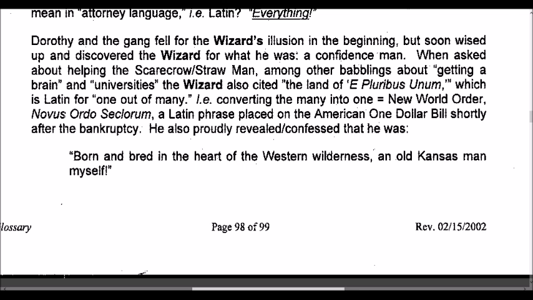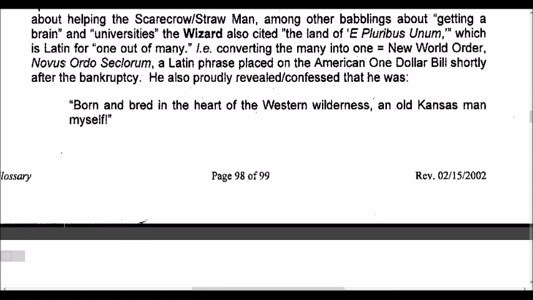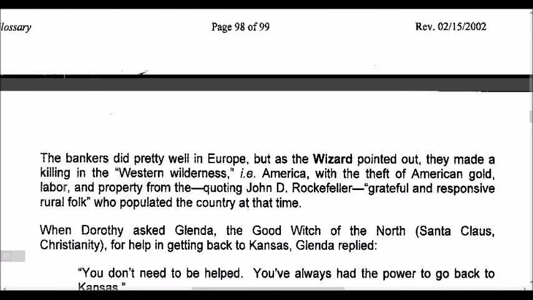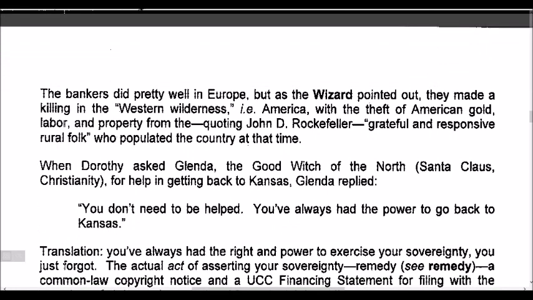He also proudly revealed and confessed that he was born and bred in the heart of the western wilderness, an old Kansas man himself. The bankers did pretty well in Europe, but as the wizard pointed out, they made a killing in the western wilderness. That is to say, America, with the theft of American gold, labor, and property from, quoting John D. Rockefeller, "graceful and responsive rural folk," unquote, who populated the country at that time.